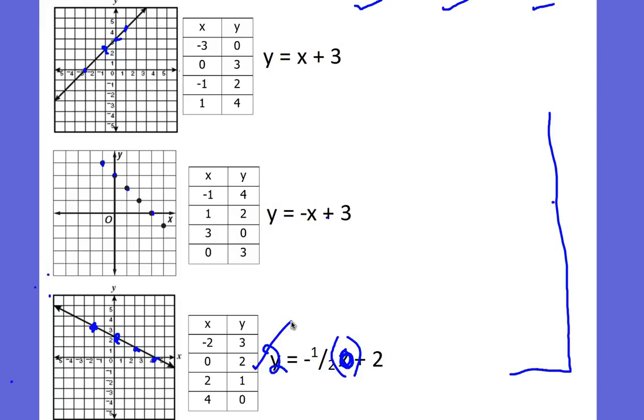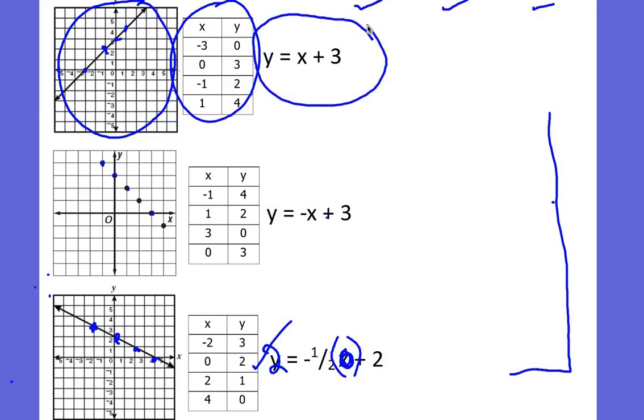So what you're going to do when you get your activity is you're going to be matching a graph to a table first because that's the easiest. Plot these points. Then you're going to take an equation and try out the x's in the table, and make sure you get out the right y. So that's how you do it. If you have any questions, just watch the video again. That's what I would do.